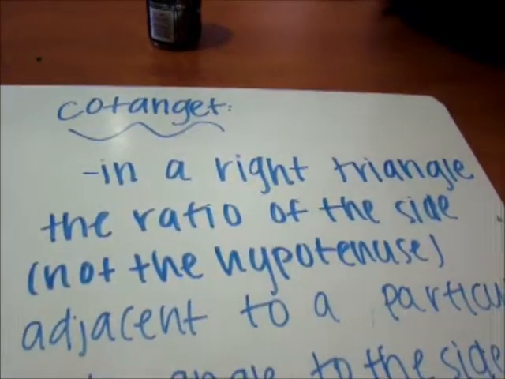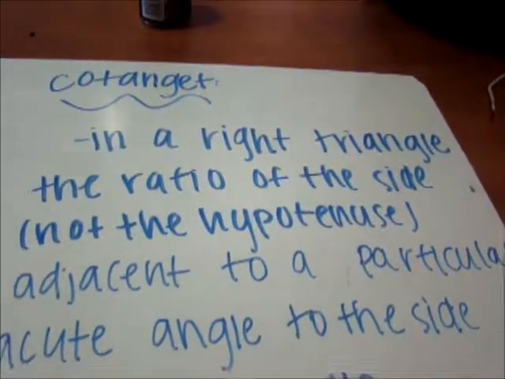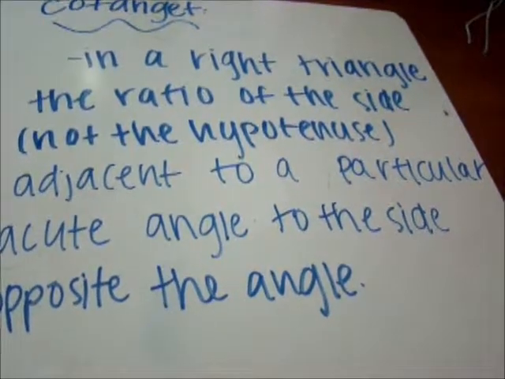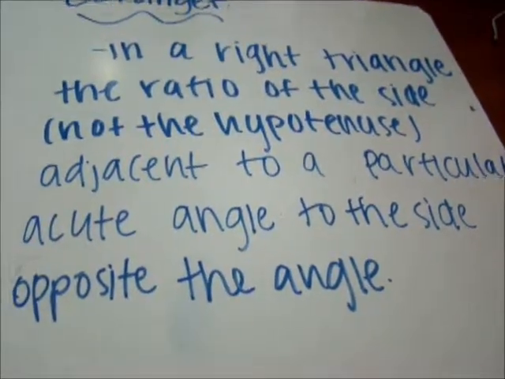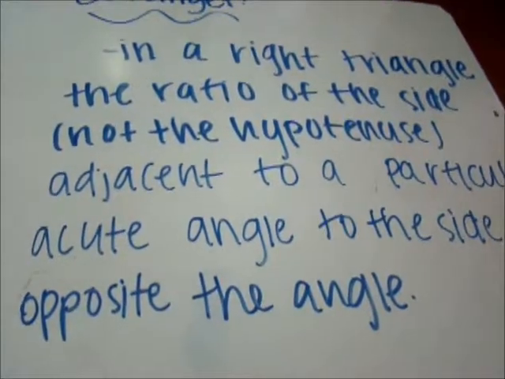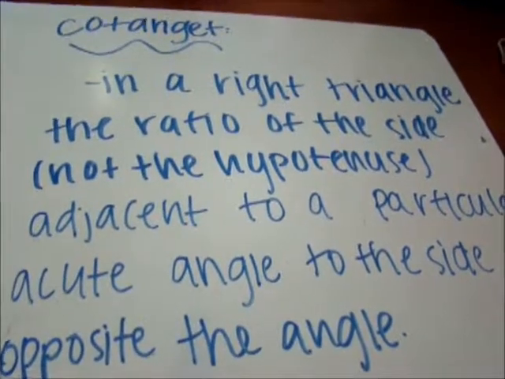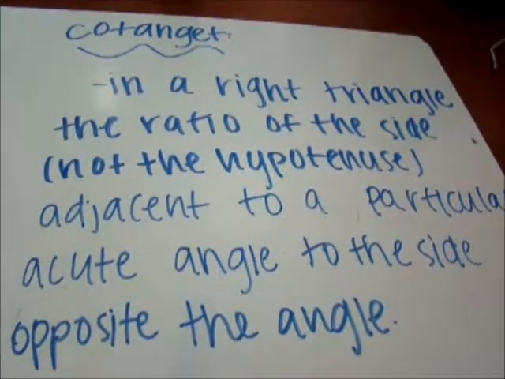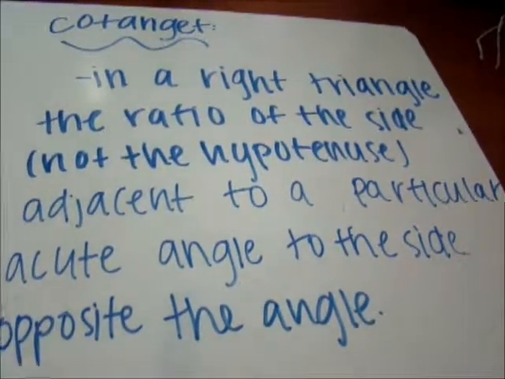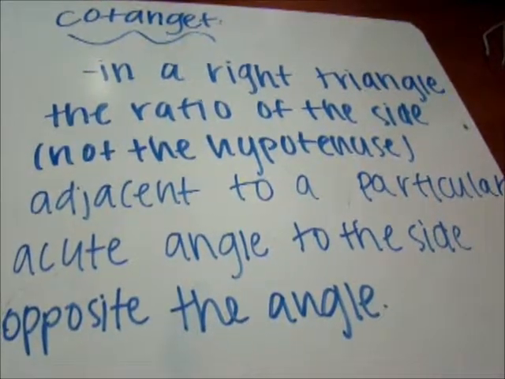Okay. Cotangent is, in the right triangle, the ratio of the side, not the hypotenuse, adjacent to the particular acute angle to the side opposite to the angle. So that's another definition that you need to know in order for us to actually understand what we're going to do.